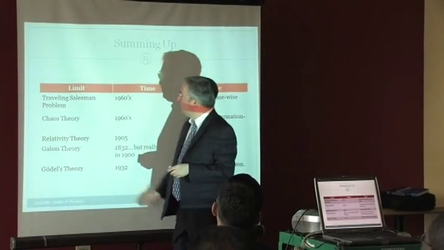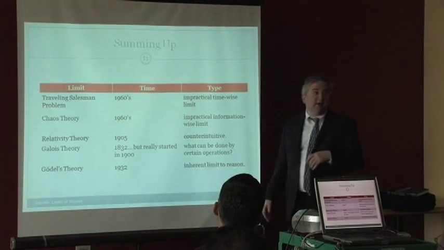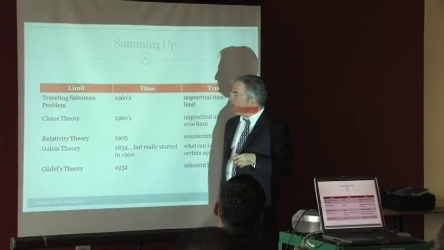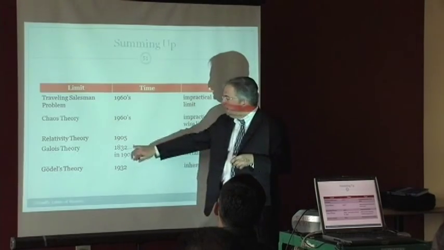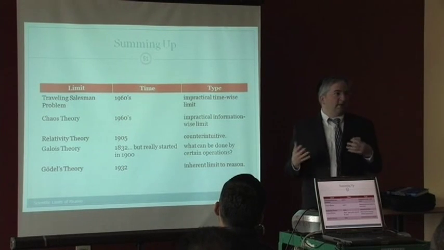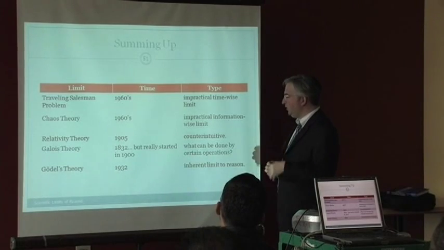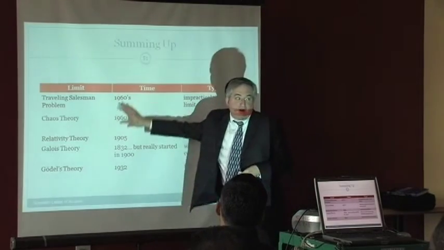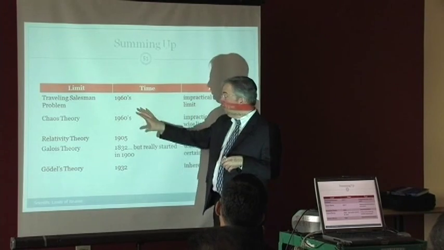So we talked about these things, and now the traveling salesman problem came to light. I mean, people knew about it beforehand and they couldn't solve it, but it came to light really in the 60s. Chaos theories in the 60s. Relativity theory, 1905. Galois theory, 1832. That's when he wrote his letter. But it took about 100 years till people really understood what the letter was about and to get group theory on its feet and to show what it was about. Gödel's theorem, 1932. Okay? So these ideas, these limitations are not old. These are very new, and they're coming out.